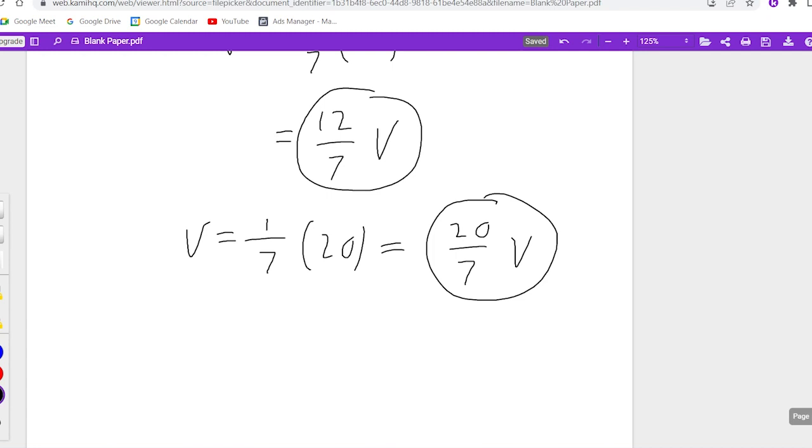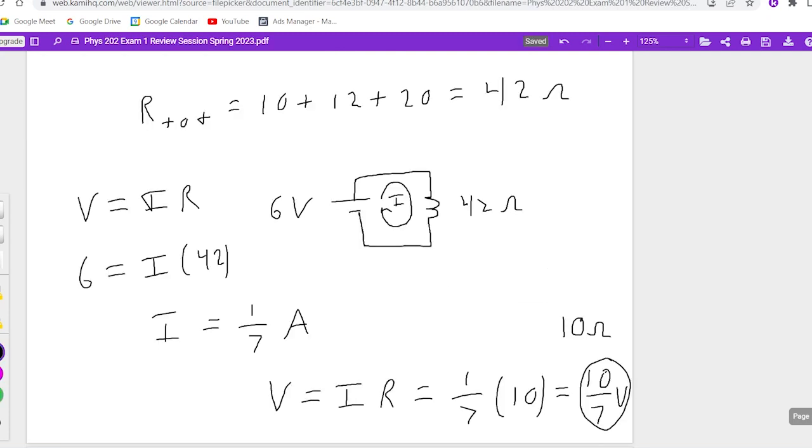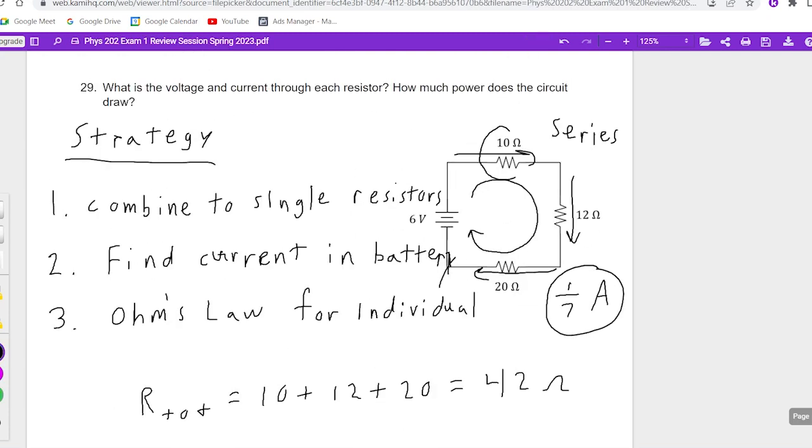Okay, so we have all the voltages, we have all the currents. The only thing left to find is the power for the whole circuit. And there's 2 ways you can do that. The first thing you can do is find the power in each of these 3 resistors individually, and then add them all together. That's the long way of doing it.